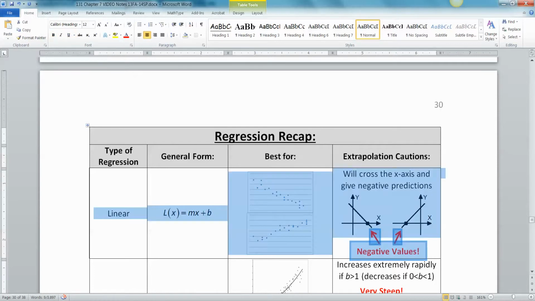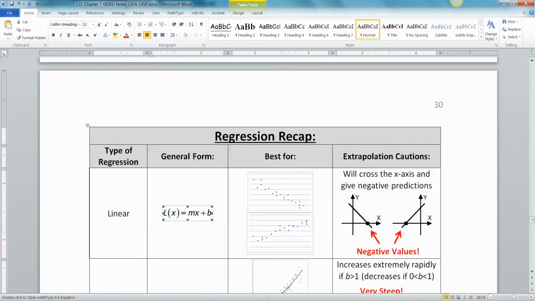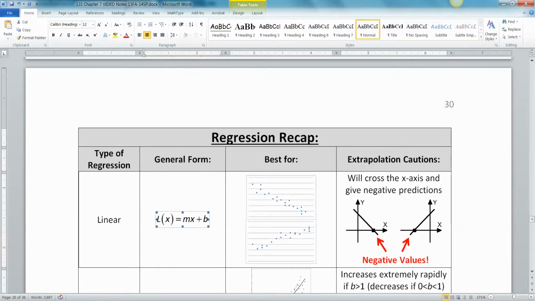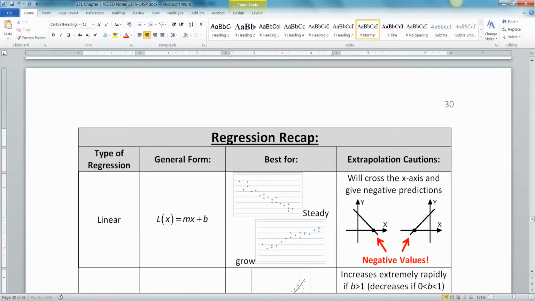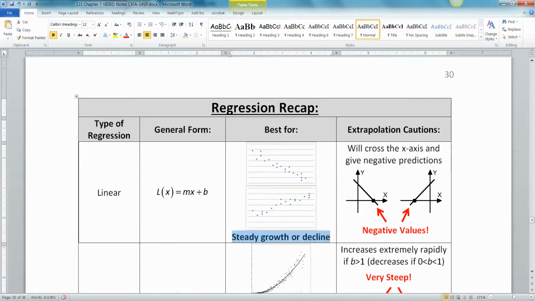So in Chapter 2, we learned about linear regression. That was of the form mx plus b. So L of x equals mx plus b. That's best for pictures like this, where you have a general decreasing trend by a similar amount every time, or an increasing trend, right? So it's steady growth or steady decline. So steady growth or decline, that's linear.